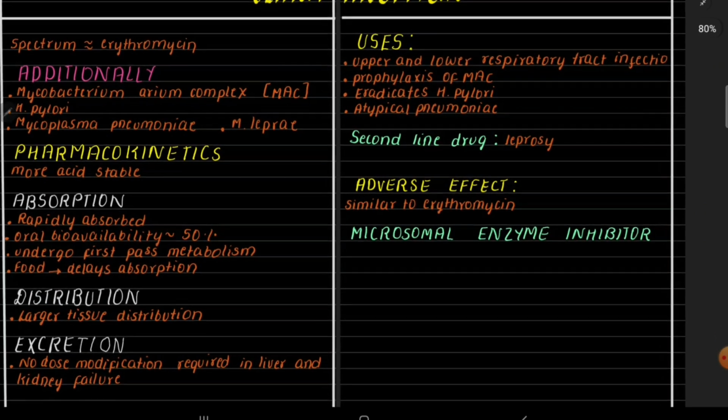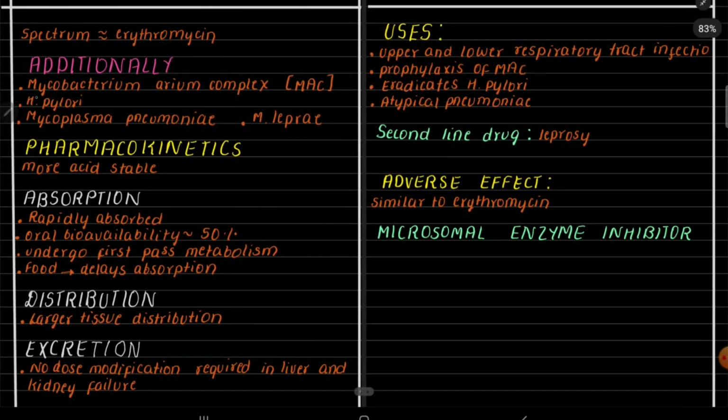Coming to the uses of clarithromycin, from MAC we can say that it is used for the prophylaxis of MAC. From Helicobacter pylori we can remember that it eradicates Helicobacter pylori. From Mycoplasma pneumoniae we can say that it is effective against atypical pneumonia. From Mycobacterium leprae, we can remember that it is a second line drug against leprosy. Additionally, it is effective against upper and lower respiratory tract infections.